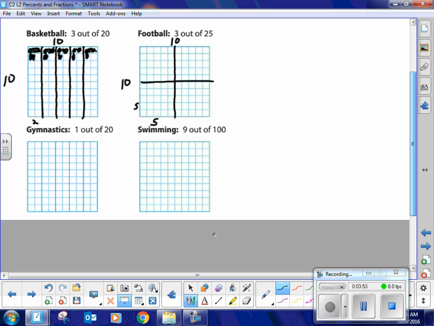And it says 3 out of 25, so take 3 squares in that 25 section and fill it in. And then do it again. 3 by 5. I'll put this one down here. I'll do it in all the corners. 3 out of 25, I didn't say 3 by 5, but 3 out of 25, and then again here, 3 out of 25, okay? Now I'm going to come down here and do gymnastics.